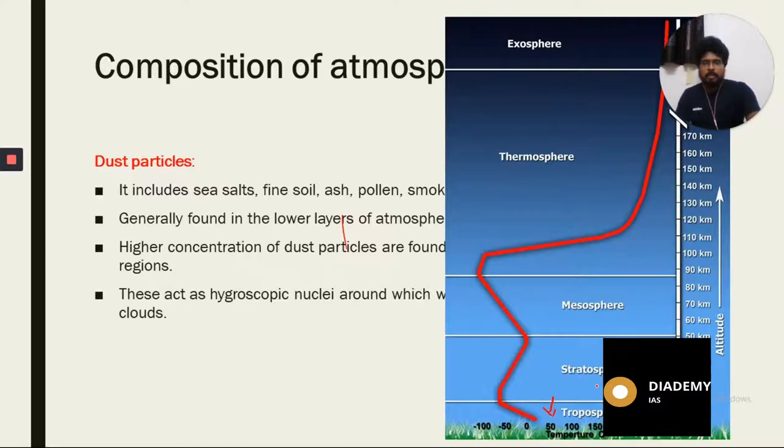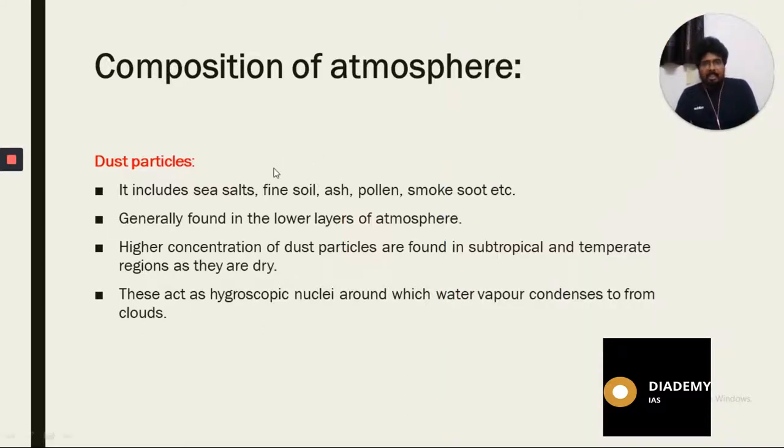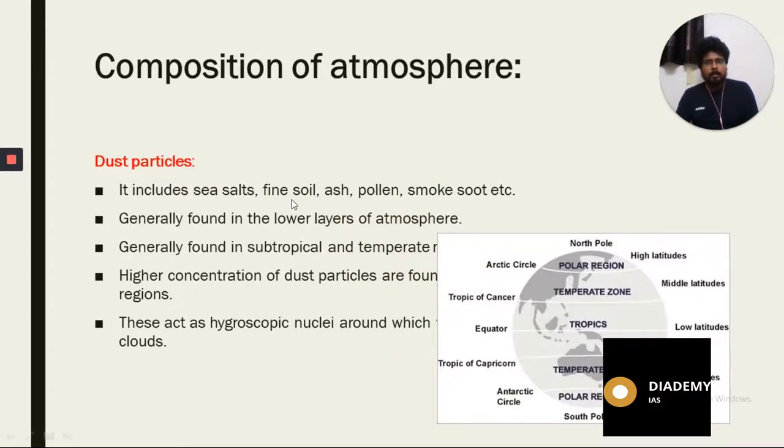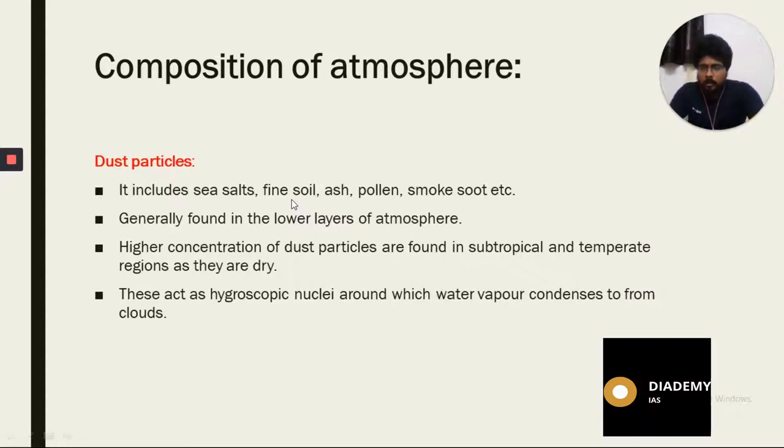The dust particles generally are nothing but the fine soil, the ash, the pollen, smoke, soot, etc. These are basically the composition of dust particles. So, as these are present in the lower layers of atmosphere, that means up to the troposphere, it will lead to the formation of clouds. Why will it lead to formation of clouds?